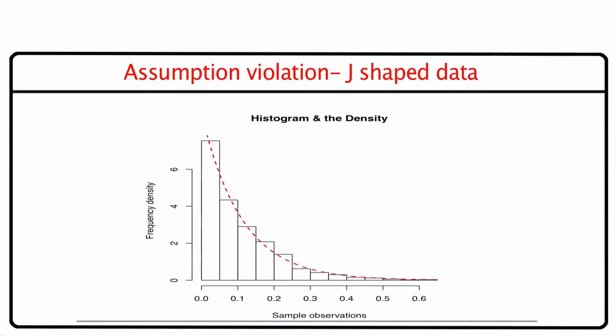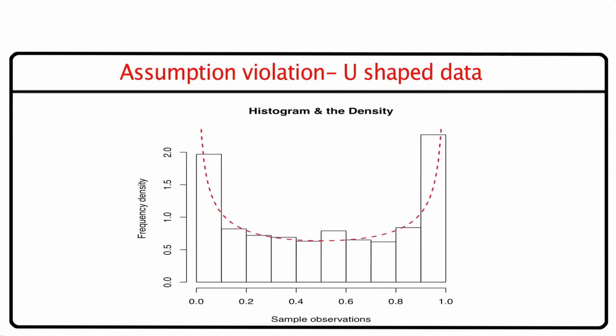Actually, we use the exponential distribution in life testing problems. In this case we find that the data is J-shaped, that is, it decreases over time, and since this is not symmetric, we can't use the normal distribution for the analysis. And there may also be some U-shaped data. Though it is symmetric, it is not bell-shaped, and therefore we can't use the normal distribution and normal-based tests such as the t-test and z-test for our purpose.